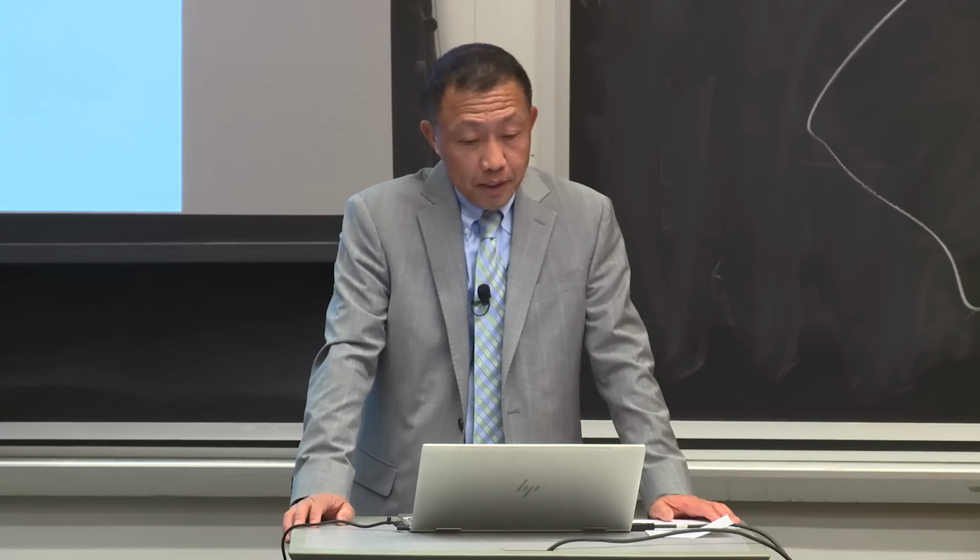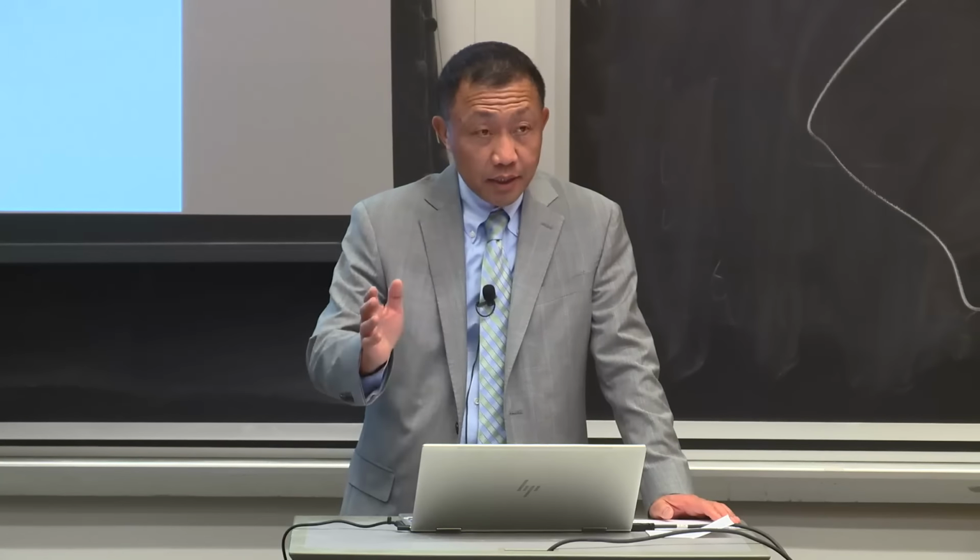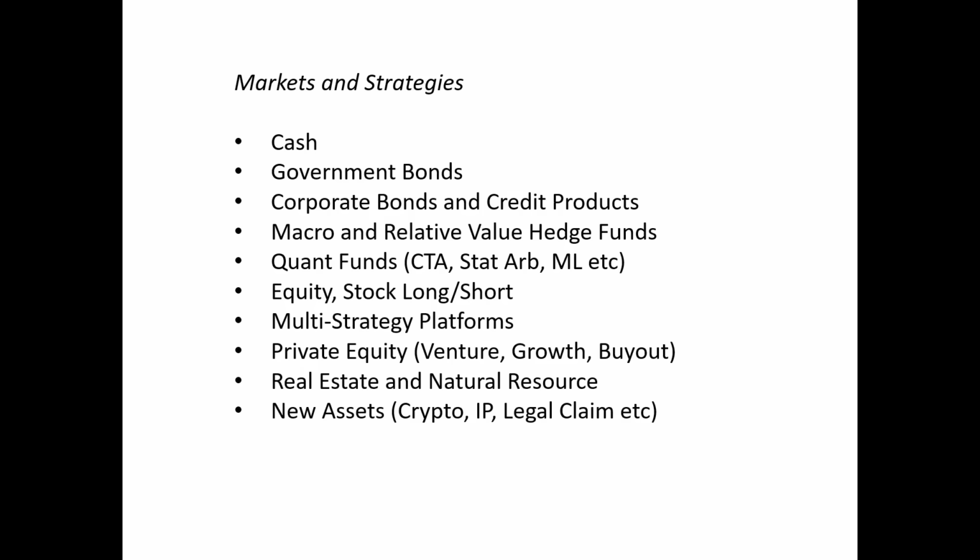And this is just a list of the strategies endowments tend to invest in. I mentioned cash, government bonds, corporate bonds, and credit products, meaning the issuer, unlike the U.S. government, has the risk of defaulting, so it will pay you higher interest. There are hedge funds betting on the macro markets, right? Betting on the Fed or the general direction of the stock market.